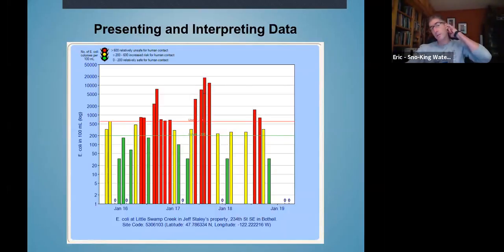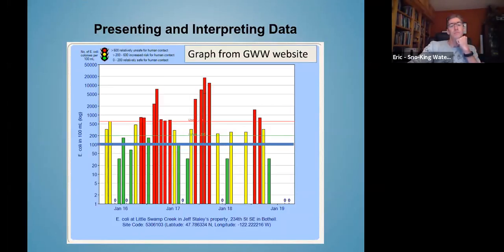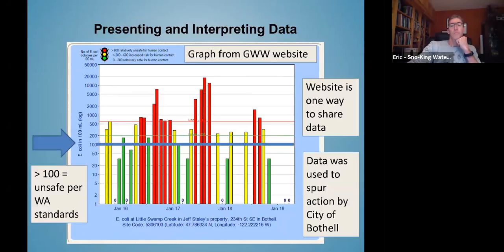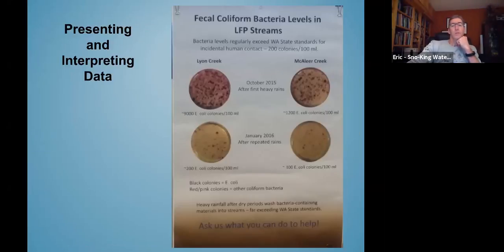And so this is an example of the graph off of the Global Water Watch site. So you can use this to present data. You can also turn it into a poster. So here's something that Lake Forest Park stream keepers came up with, showing what it normally looks like when they sample, and then what it looks like after a heavy rain. And so that's a great graphic example.